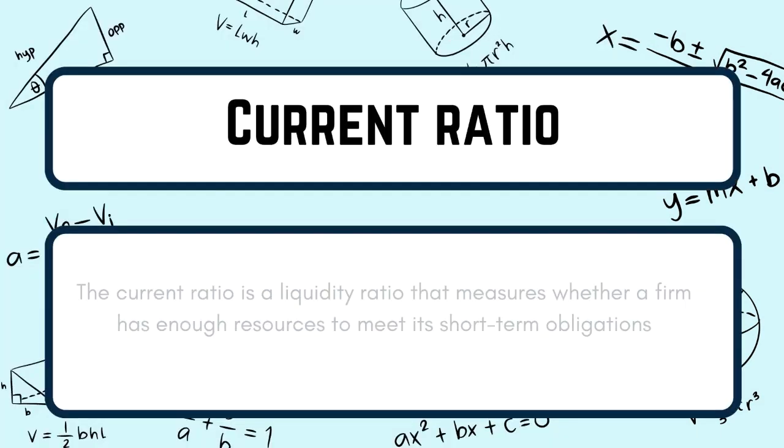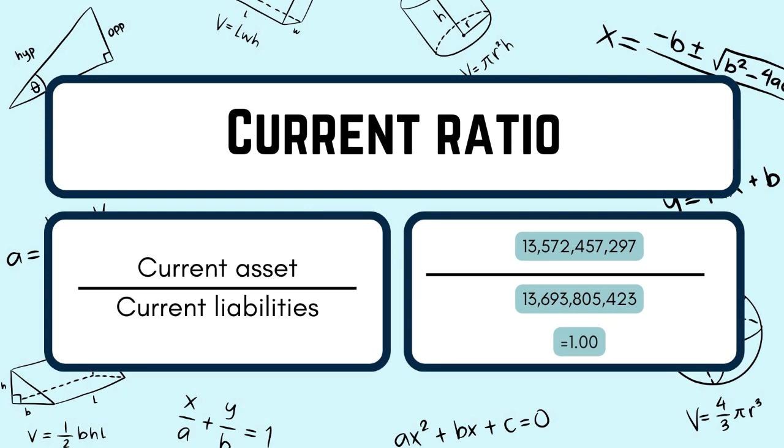Current ratio. The current ratio is a liquidity ratio that measures whether a firm has enough resources to meet its short-term obligations. Current assets over current liabilities. The current assets of the company are 13,572,457,297 divided by 13,693,805,423, which is equal to 1%.